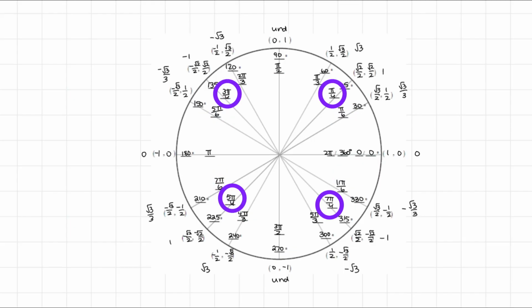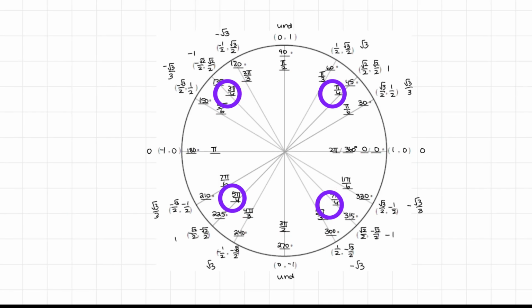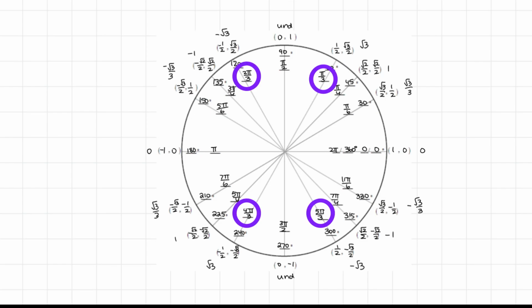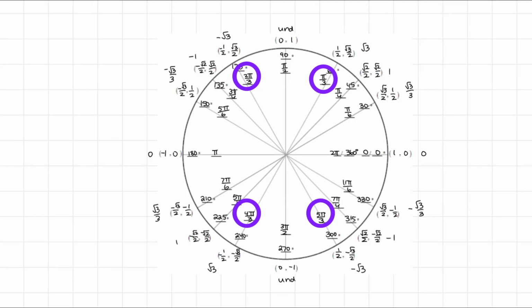Now we have the reference angle pi over 4. The other angles are 3 pi over 4, 5 pi over 4, and 7 pi over 4. The coordinate is radical 2 over 2, comma radical 2 over 2, and tan is equal to 1. Keep in mind all students take calculus. We also have the reference angle pi over 3. The other angles are 2 pi over 3, 4 pi over 3, and 5 pi over 3. Tan is equal to radical 3. Keep in mind all students take calculus.